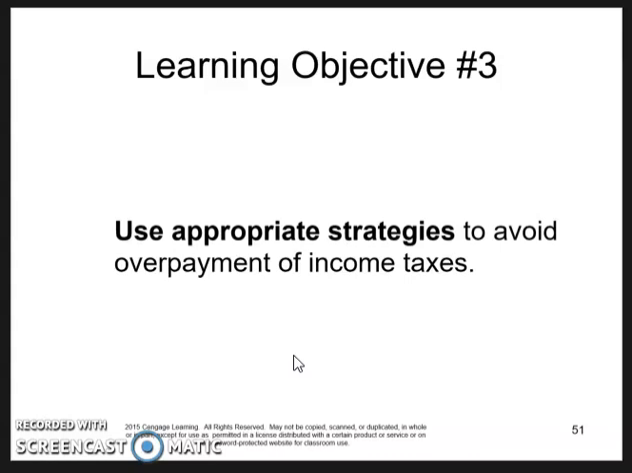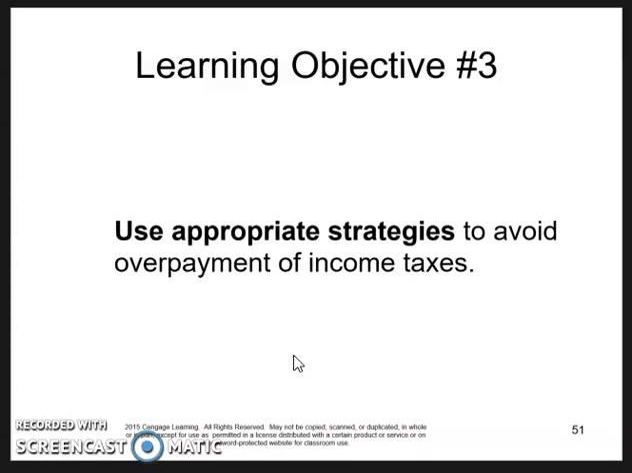Learning objective 3 is using appropriate strategies to avoid overpayment of income taxes. A lot of people think it's a great thing to get a big tax refund. Well, if you're doing that, you're effectively loaning money to the IRS.